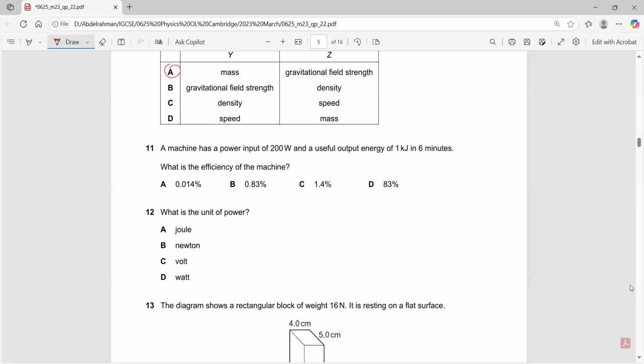A machine has a power input of 200 watts and a useful energy output of 1 kilojoule in 6 minutes. What is the efficiency of the machine? The output is 1000 joules in 6 minutes. Power is energy over time, 1000 divided by 6 minutes, so 6 times 60. What's 1000 divided by 360? 2.7. This machine is very inefficient, right? So 2.7 divided by 200. Okay, and if you multiply by 100 to find the percentage, this would be 1.38 or 1.39 or 1.4%.